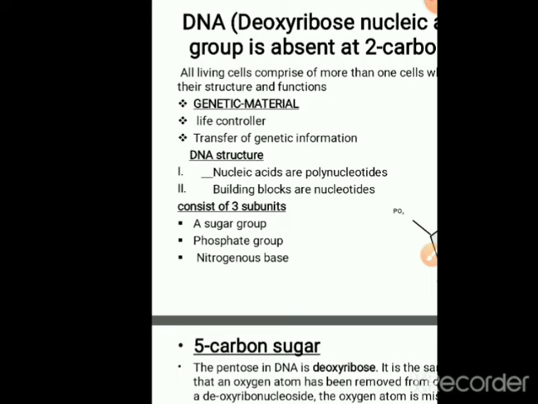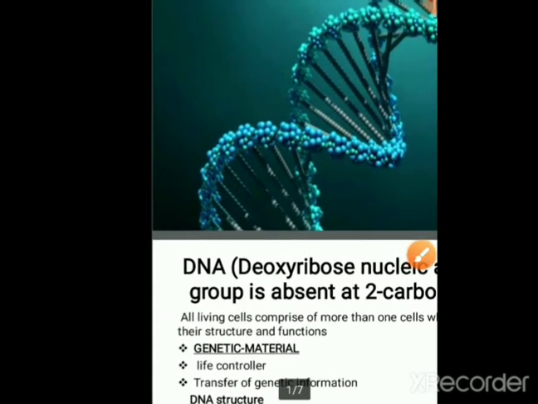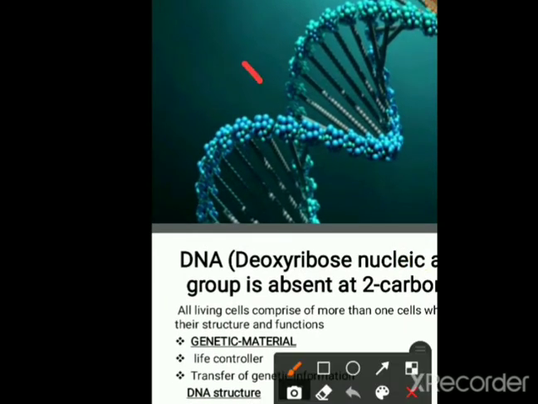The structure of DNA is simple, as we have already discussed. DNA structure is like this; that is how DNA is arranged. And this stuff is called hydrogen bonding.